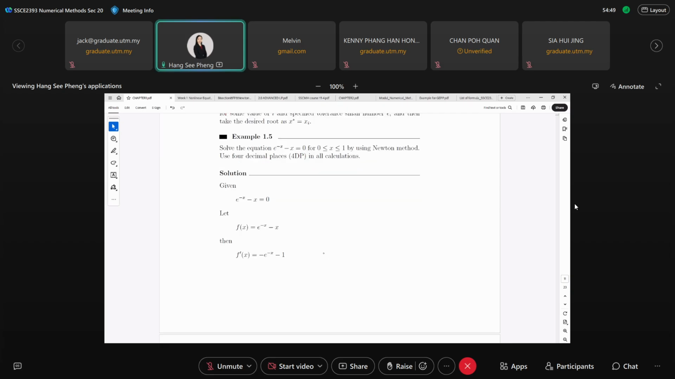We let f(x) equal e^(-x) minus x. So find f prime. Here it will test you on how to do differentiation for exponential functions. And if you have a problem with differentiation, for example, you suddenly forget how to differentiate e^x, or you forget how to differentiate sine and cosine, with the minus or without the minus, what should you do?